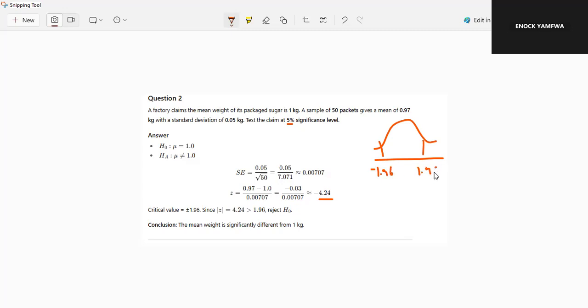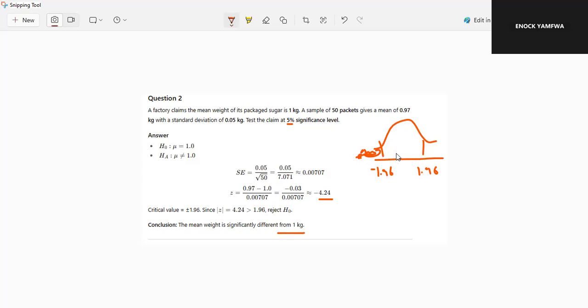So we discover that when we calculate that, negative 4 is somewhere here in the shaded region. So what does this mean? It means there's a statistical difference. 1 kg is not equal to 0.97. So the mean weight is statistically different. So we can sue them. They're stealing from us. You get it?